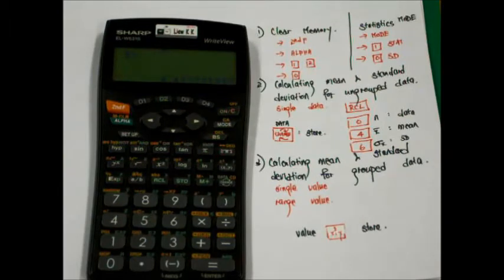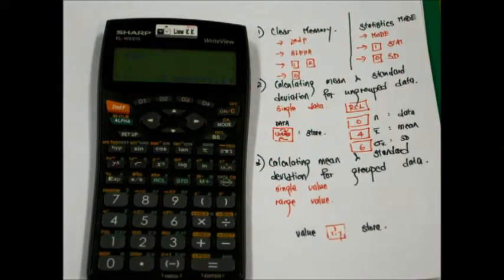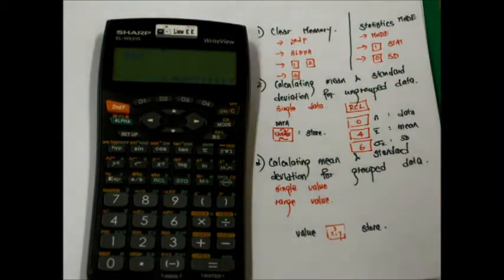We can calculate our mean. 4.43. Last but not least, the standard deviation. 2.51 when estimated to 3SF. Are you able to do the same? If that's the case, let us try one more question. Question 1b on page 12.